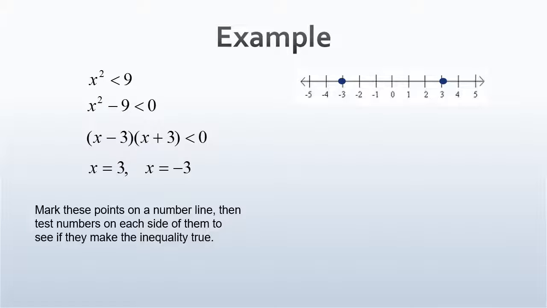The first segment is from negative infinity to negative 3. The second is from negative 3 to positive 3. And the third goes from 3 to positive infinity. And then we're going to test a number in each of those 3 sections to see where the numbers lie that make x squared is less than 9 true.